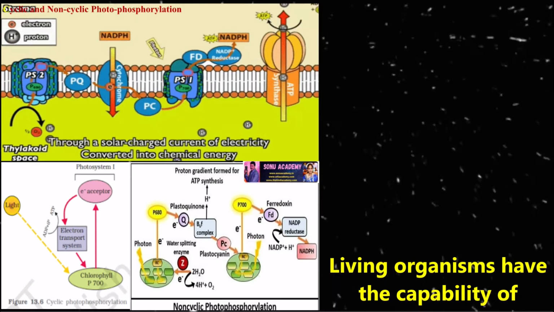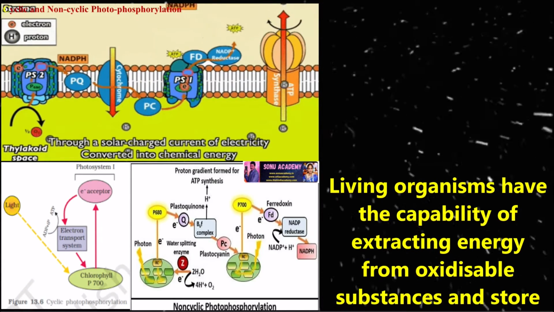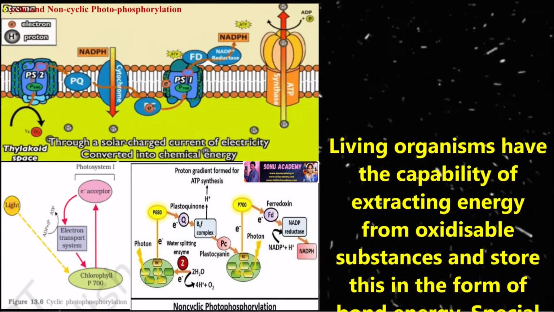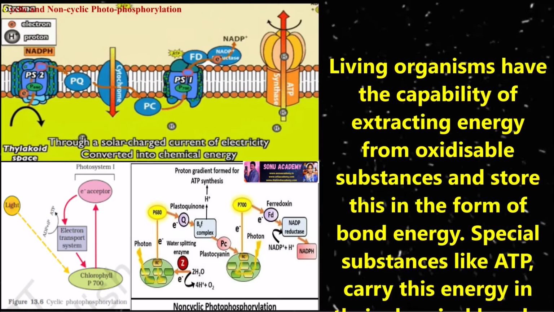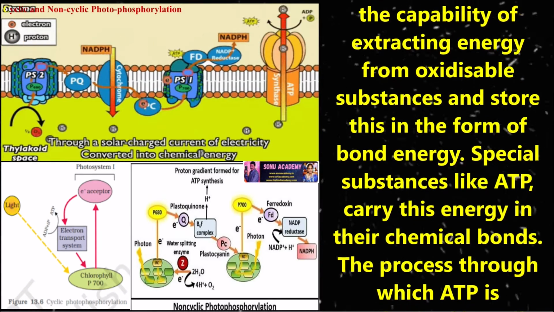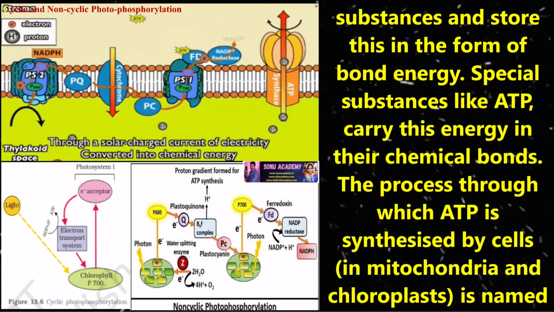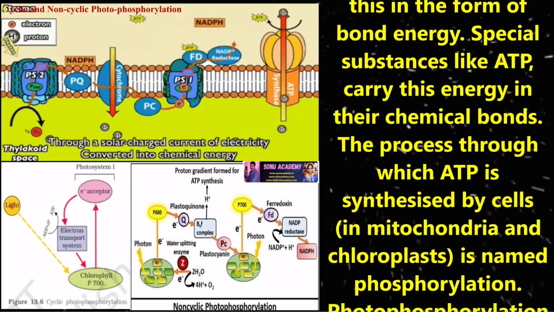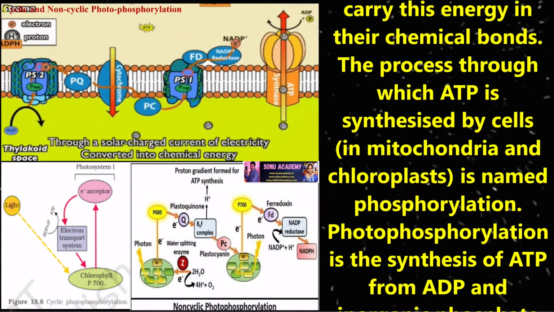Children, now let us discuss cyclic and non-cyclic photophosphorylation. Children, living organisms have the capability of extracting energy from oxidizable substances and storing this in the form of bound energy. Special substances like ATP carry this energy in their chemical bonds. The process through which ATP is synthesized by cells is named phosphorylation.